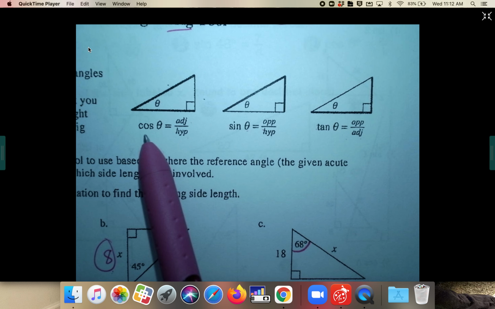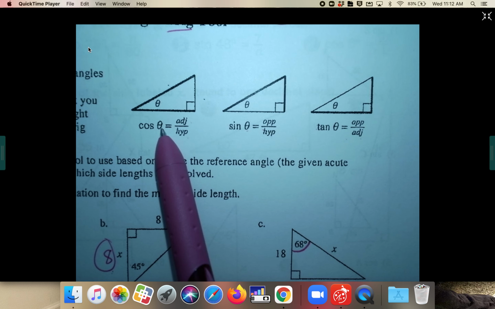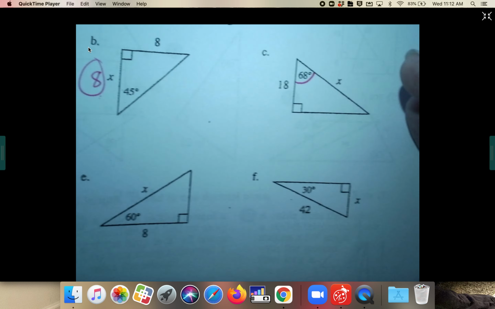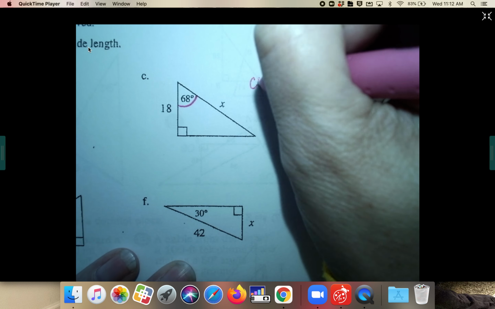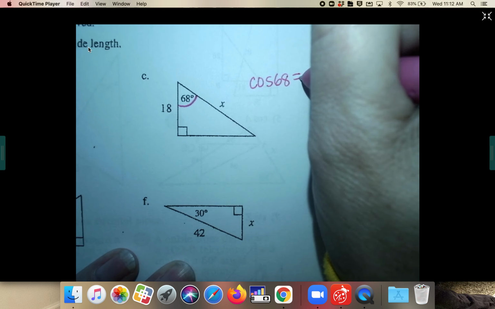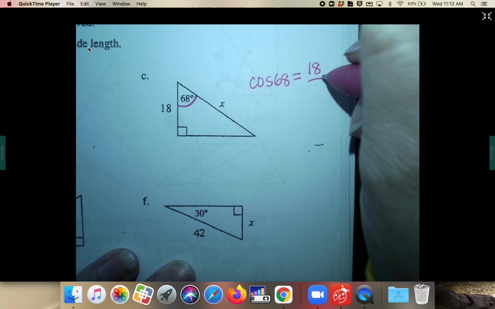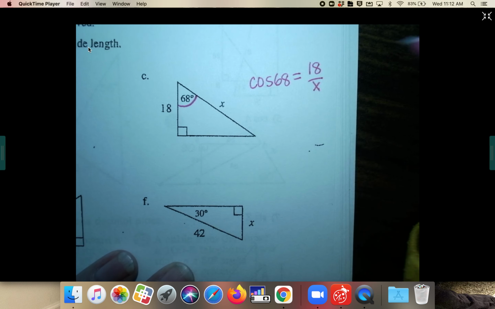So we want to use the cosine ratio. So we want to use cosine of our degree equals adjacent over hypotenuse. So cosine, I'm going to write this over to the side, cosine of 68 degrees, and that equals our adjacent, which is 18, over our hypotenuse, which is x.